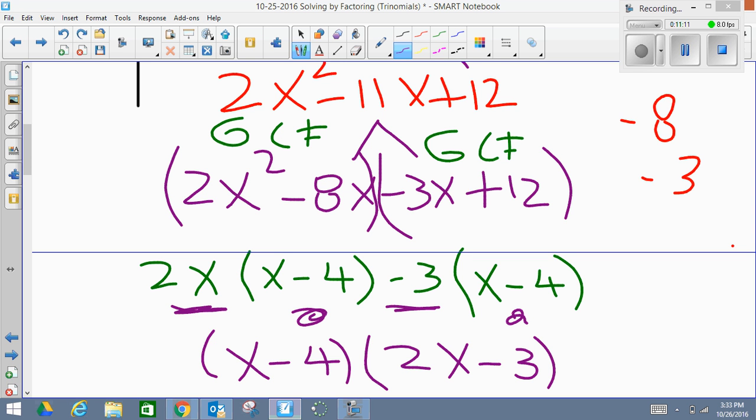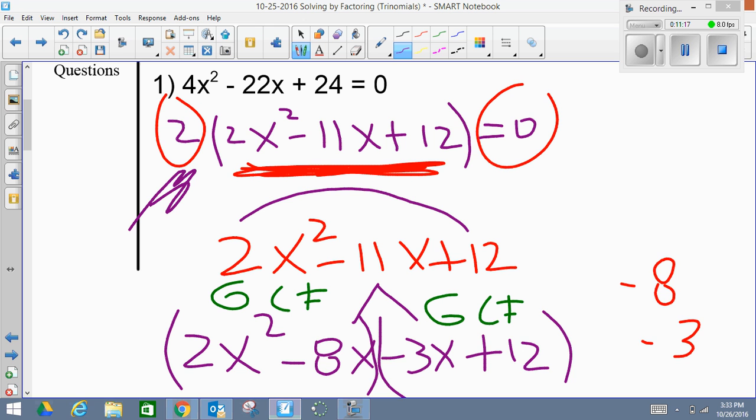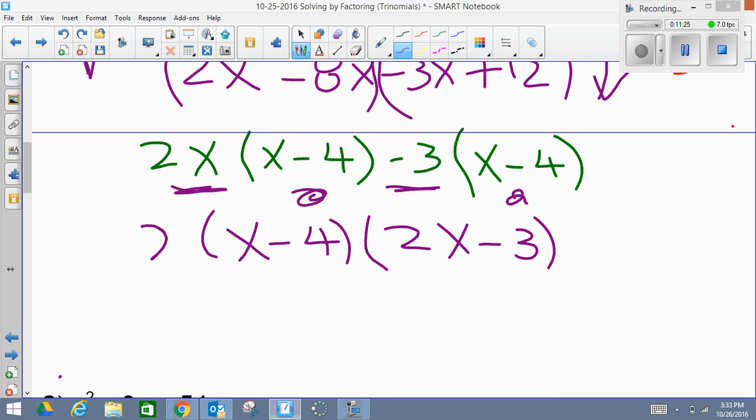So now, if you remember, it's kind of a long process, but it's an easy process. If you remember, I had a 2, which I need to bring down, and I had an equal to 0, which I need to bring down as well. So let's do that right now. The 2 was in front of the parentheses, and the equal to 0 was at the end. At this point, I need to solve for x.